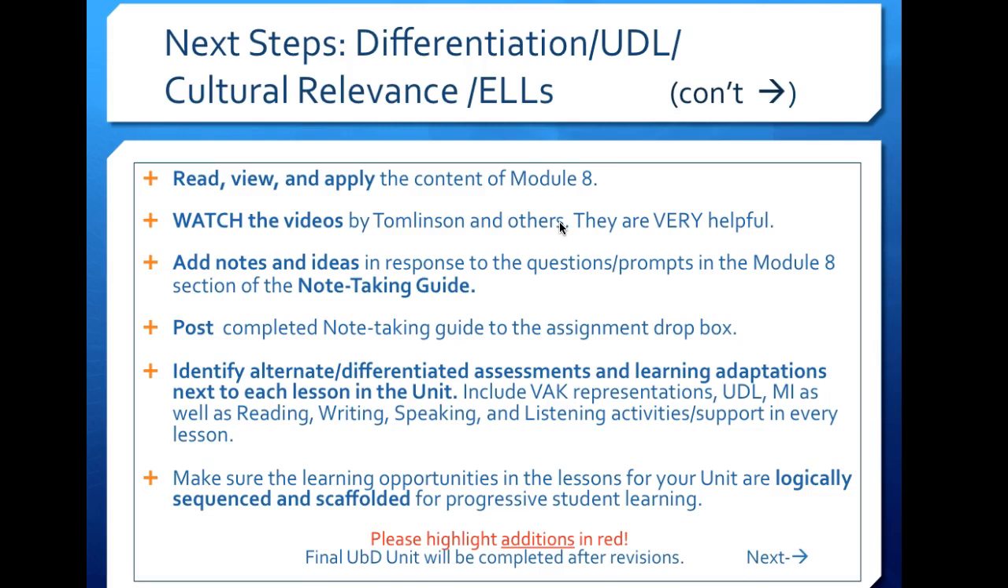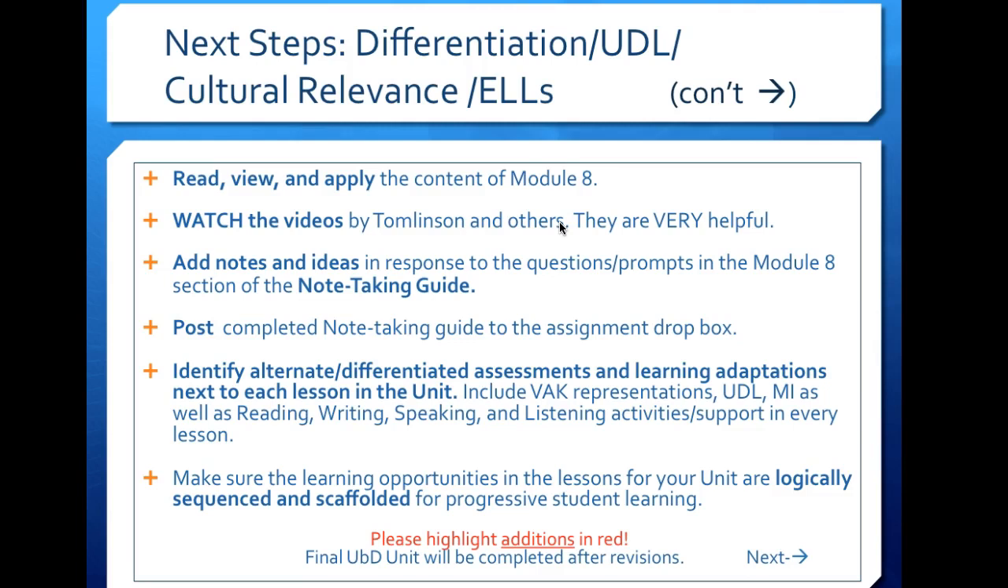Each lesson is different, and so your differentiation, your ELL support, your cultural responsiveness looks different for each lesson. Include visual, auditory, kinesthetic representations, universal design for learning, multiple intelligence, reading, writing, and listening activities, support in every lesson. So all of this in some fashion should be evident. You're planning your unit, you're building the ramp as you build the building rather than building the ramp as an afterthought. Make sure the learning opportunities and the lessons for your unit are logically sequenced and scaffolded for progressive student learning. We've talked about scaffolding before.